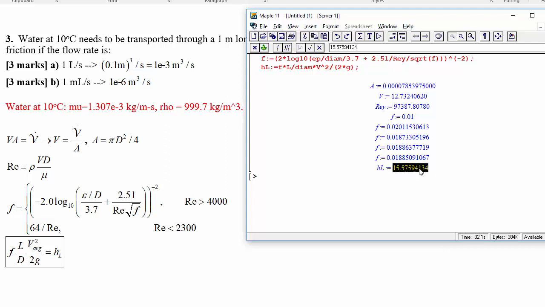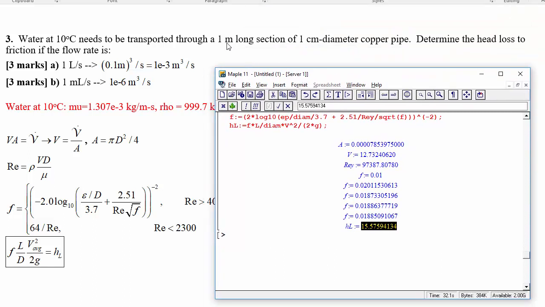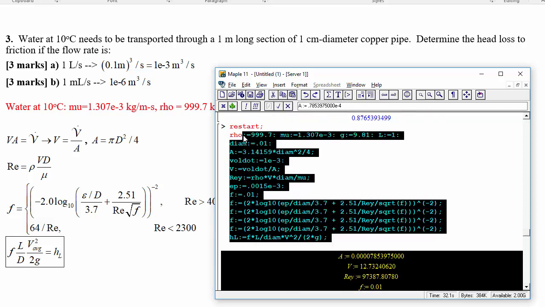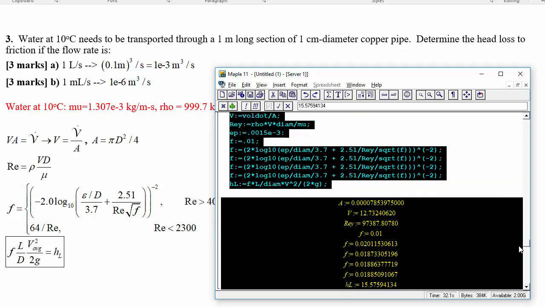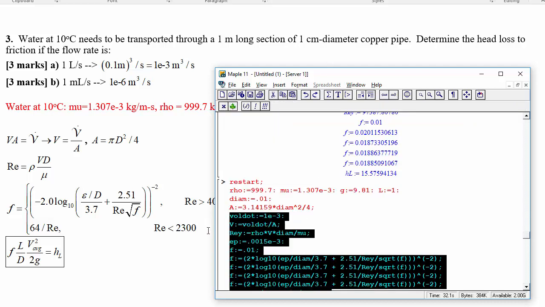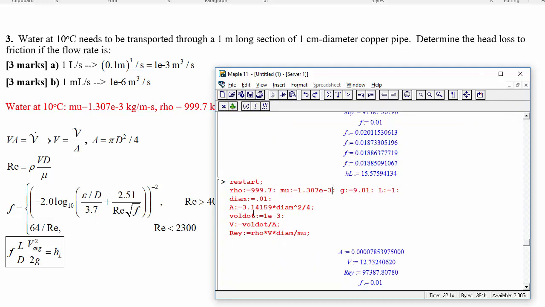So 15.6 meters of head loss over just 1 meter of pipe, but it's a 1 centimeter diameter pipe, and we've got a fairly large flow rate through it of 1 liter per second. So that requires a fair bit of pressure in order to blast that water through. In the next version of the problem, we'd expect a much smaller flow rate. So let's just explore how this works.